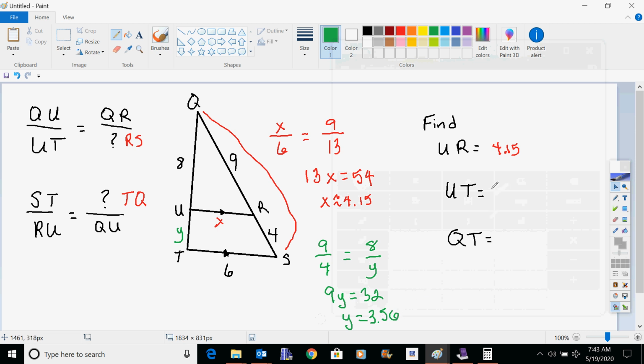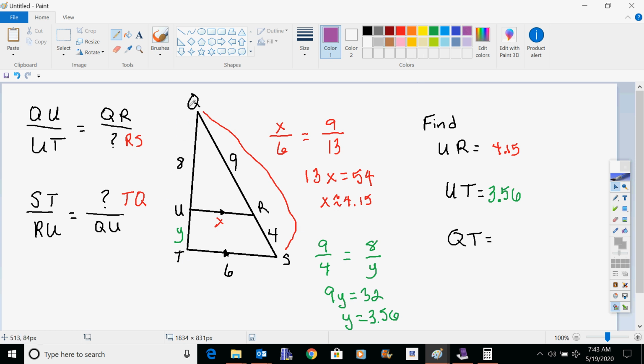So it's about equal to 3.56. Notice that I am putting variables right in the picture. Redrawing the picture, or having the picture, if you have a way to print it out, is very, very helpful to you. All right, so then we want to find out how much QT is.